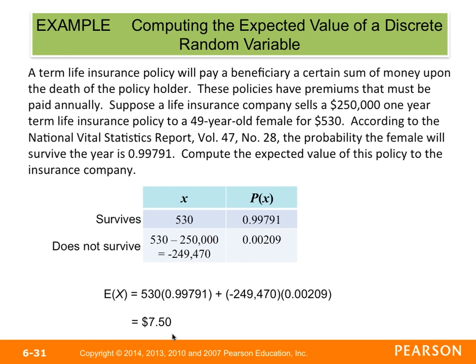So there's no interpretation written here. But what this means is that in the long run, companies who sell $530 policies to 49-year-old females are going to make about $7.50 on each policy on average. Now, they can't actually make $7.50 on any one policy. They either make 530 or they lose 249,000. But in the long run, what we would expect to have happen if many of these policies are sold would be that on average, they make about $7.50 per policy.